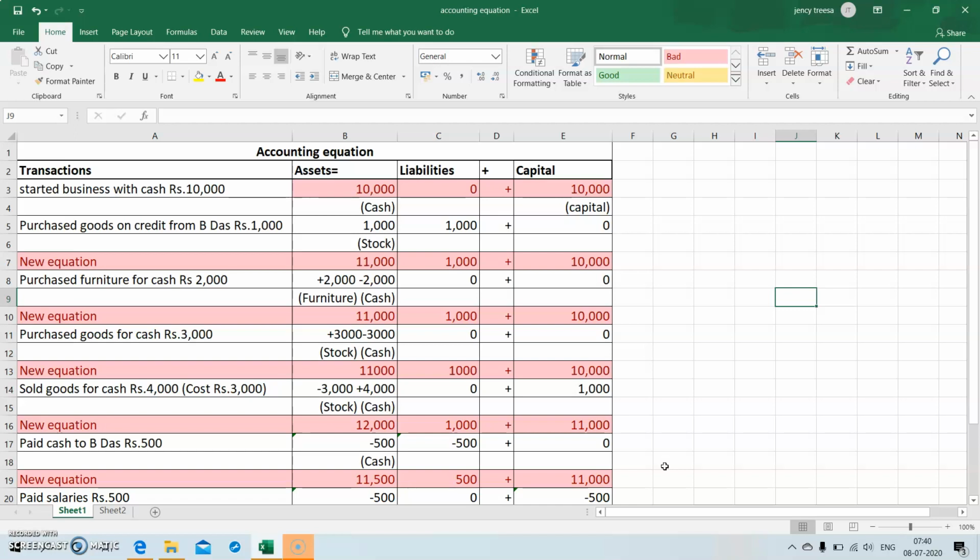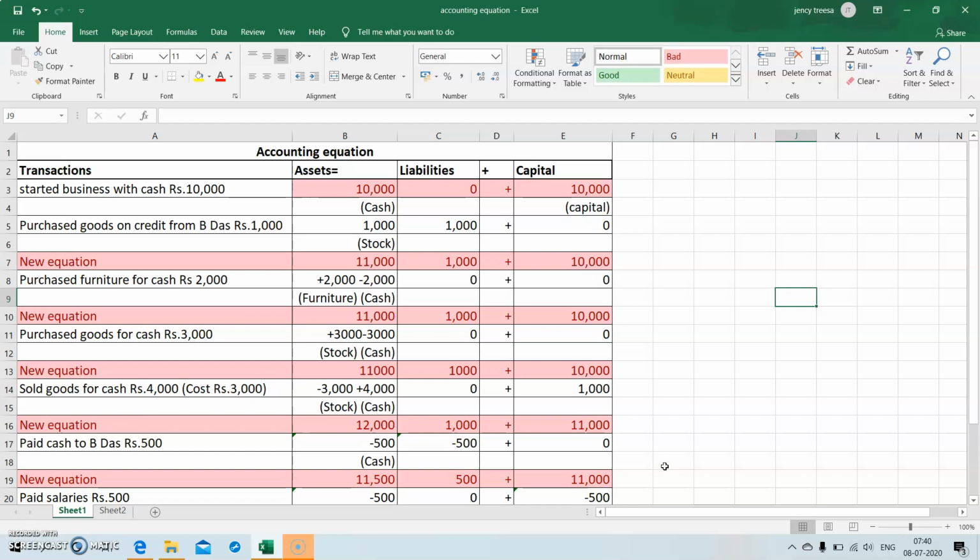No change in capital. It's not a capital item, so capital is 0. After this transaction, you can see 1,000 is equal to 1,000. After the second transaction, you will find out the new equation incorporating the first and the second transaction, so you are taking the end result of these two transactions in the books of accounts.